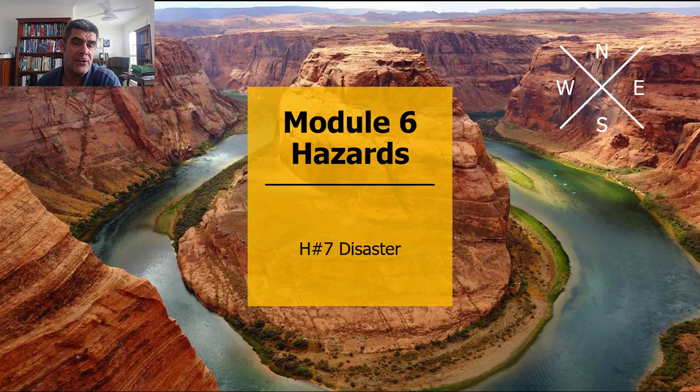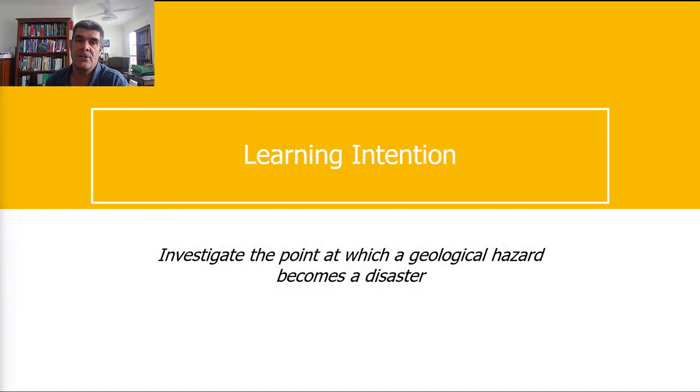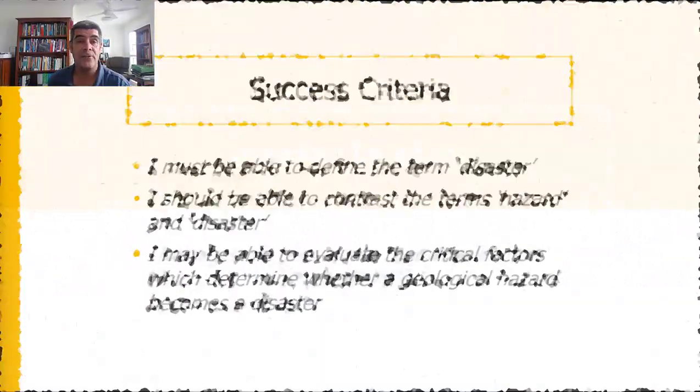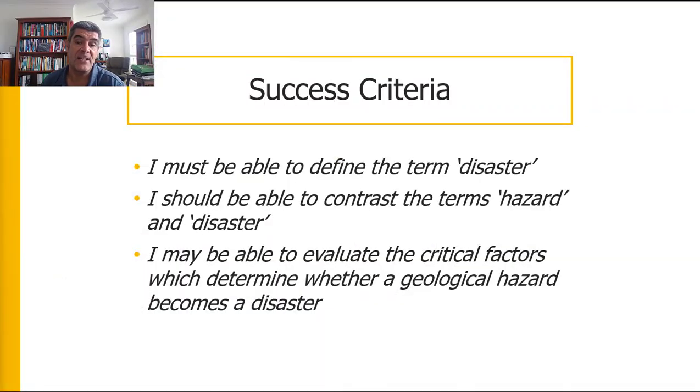We're going to be focusing on disasters. The learning intention for this particular video is for us to investigate the point at which a geological hazard becomes a disaster. In order for us to do that, we need to make sure that we understand the term disaster and be able to contrast those terms hazard and disaster, and then to have not just a list, but to be able to evaluate some of these critical factors that determine whether a geological hazard actually becomes a disaster.